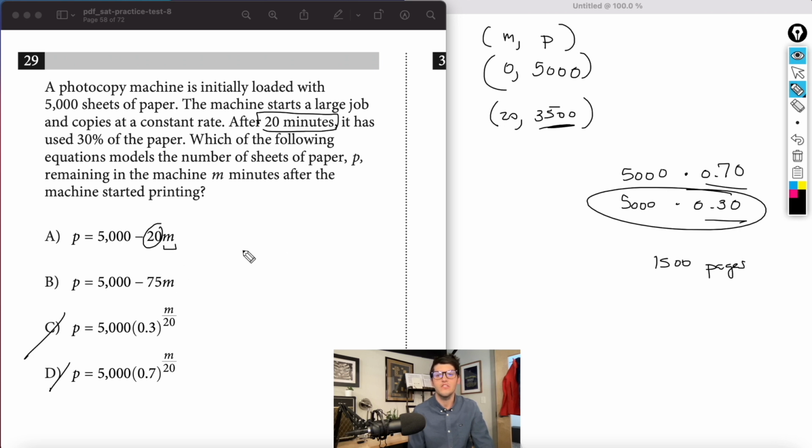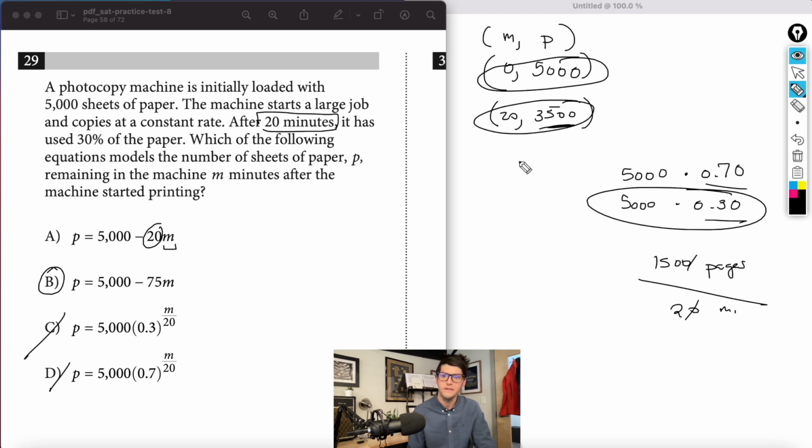And now the slope here ends up being 75, right? The difference is 1,500 pages. The difference in time is 20 minutes. So pages over minutes, 150 over 2, which is 75 over 1, a slope of 75. Here's the right answer. But we talked about this being a plugging in question, essentially using these 2 points that we know to be true based on what they've told us. Using those in the equation would be the way to plug in.